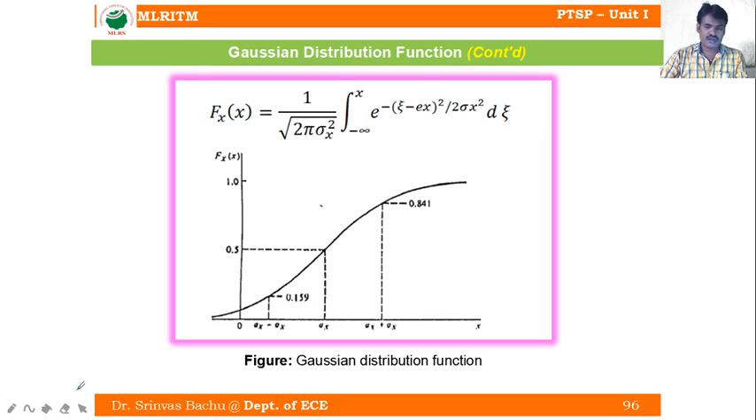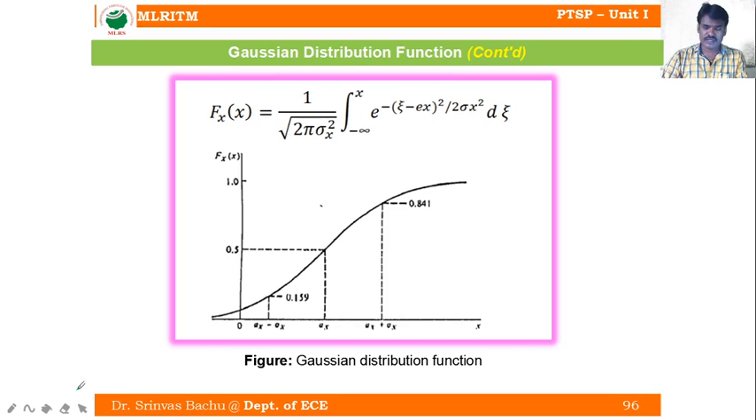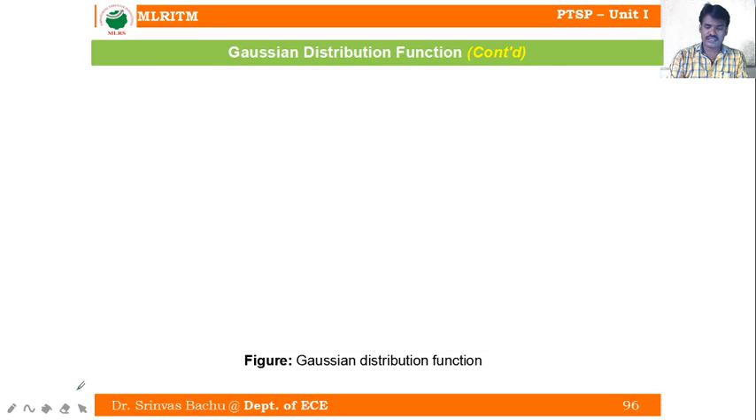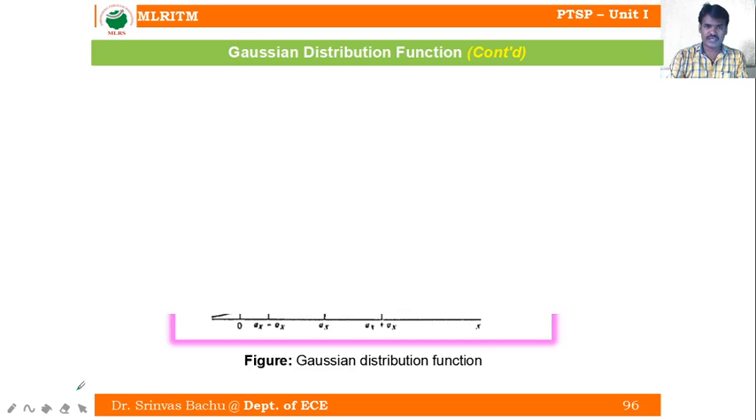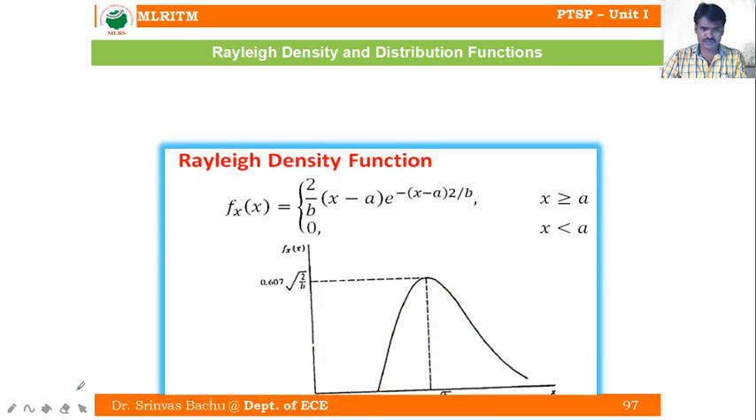Now we have seen the Gaussian properties: it has a maximum value at x equal to m, and it has a bell-shaped curve, symmetrical about the mean value. Now we'll go to the Rayleigh density and distribution functions.